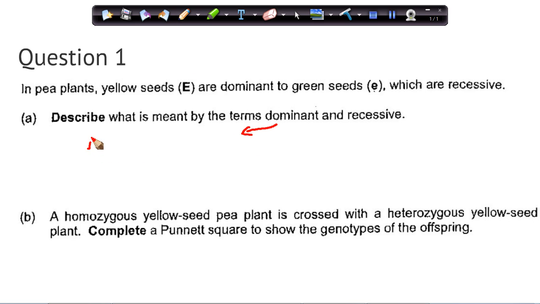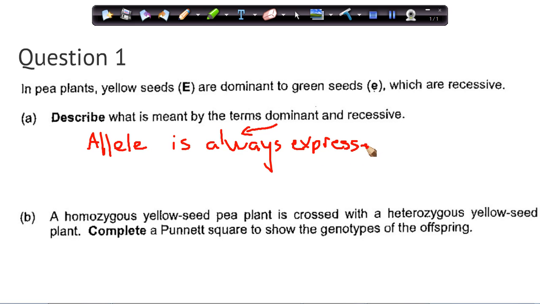Dominant means the allele is always expressed. And that's, for instance, and that's why I did it in red, for instance the capital A. Alright, so I could put here, e.g., our big A allele for red color is dominant. It's always expressed, even if another allele is present.